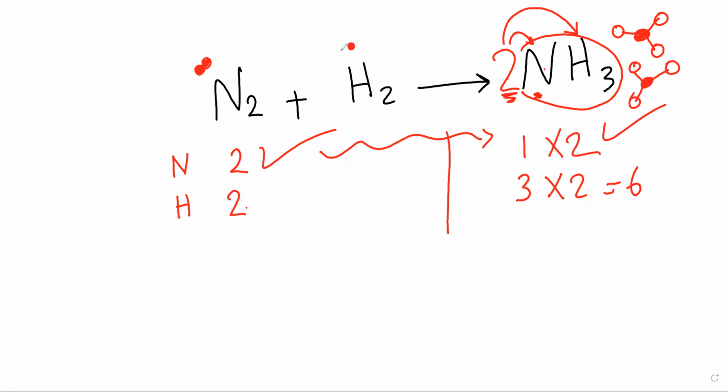Here I have 2 hydrogen, but they are outside. They are 6. So I'm going to make it another 2. Yes, so it's times 3. So 3 times 2, it's 6 as well. So now it's balanced. So I'm not playing with the compound itself.